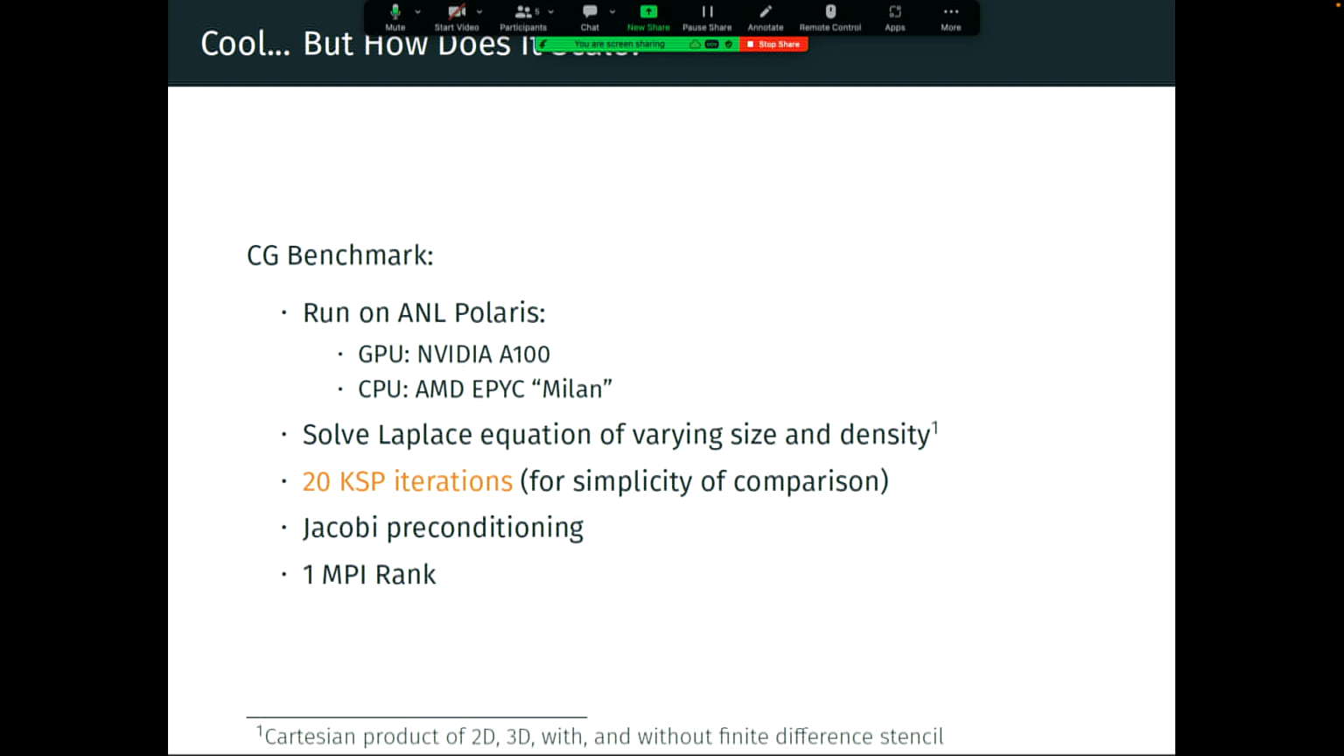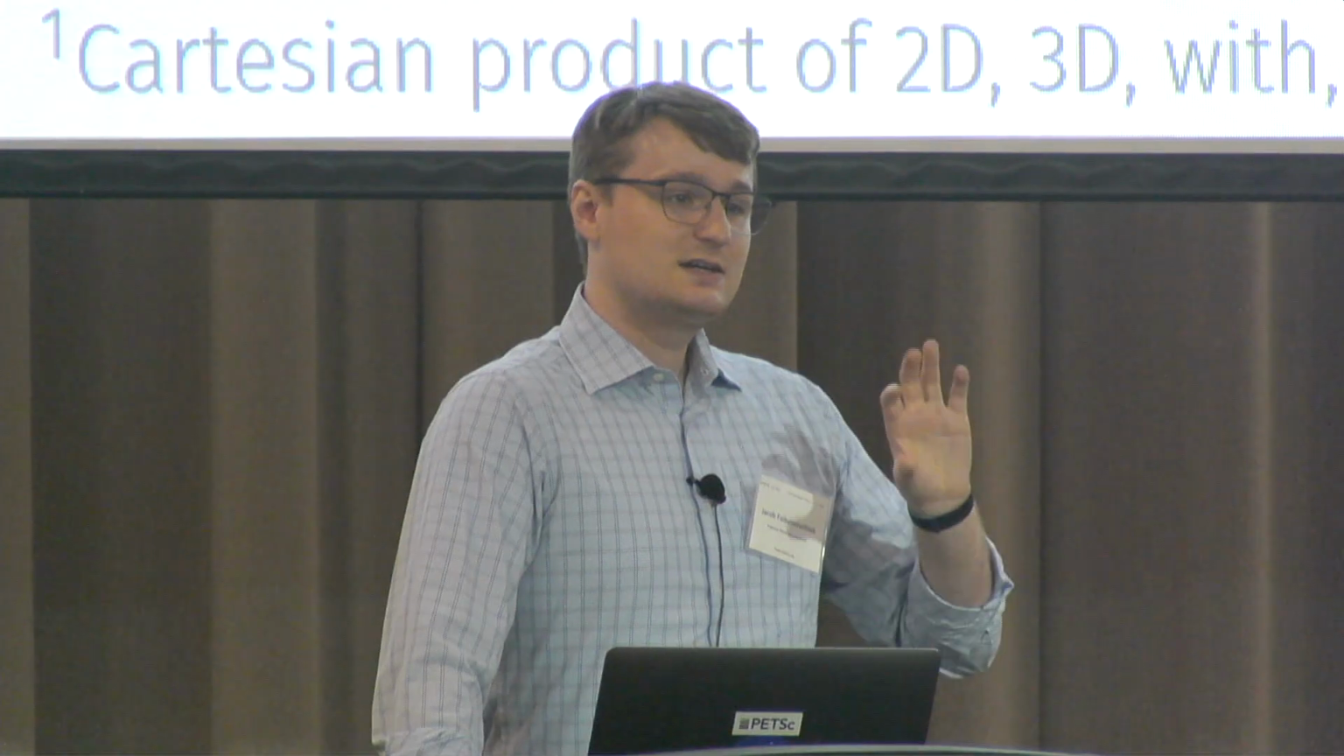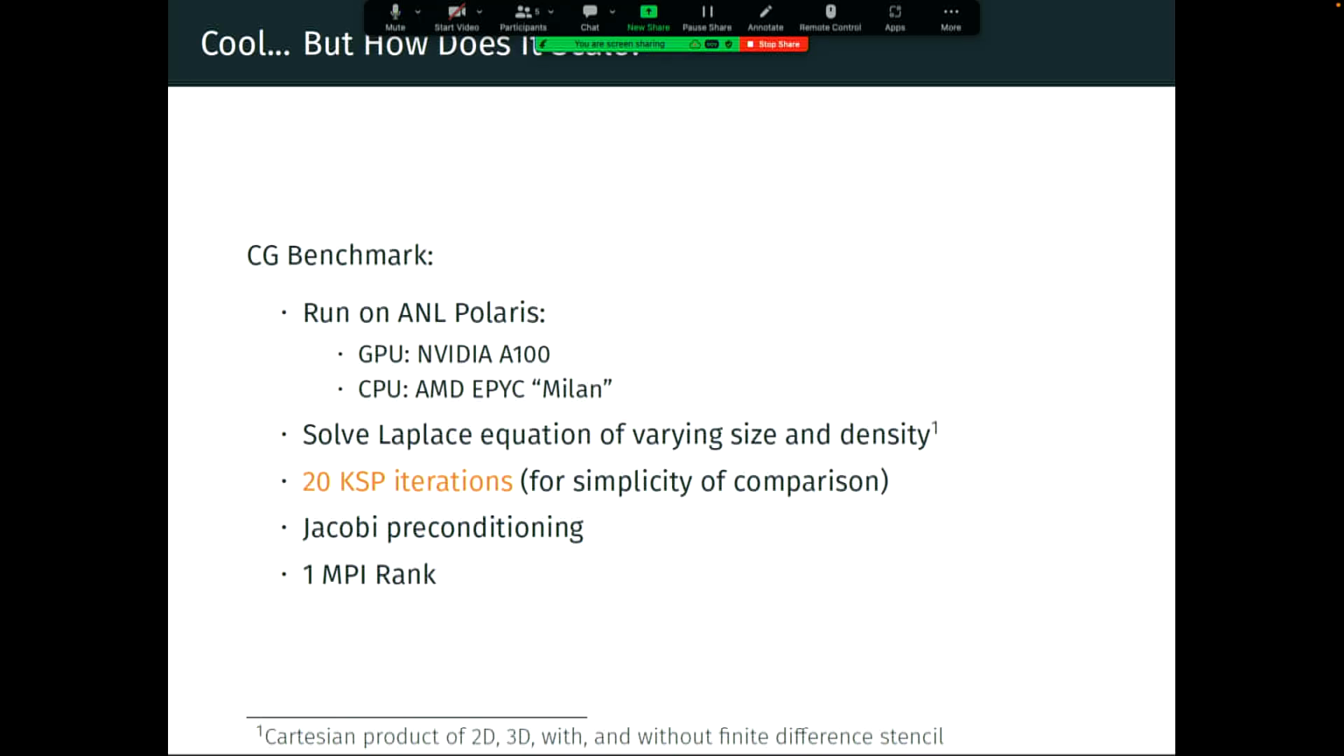I also only did 20 KSP iterations. This is for simplicity of comparison. And then, preconditioning was just Jacobi preconditioning, because it's just a diagonal scale. Ultimately, it was chosen because I had to change less code. And also important is that it's on one MPI rank. Multiple MPI ranks is a little tricky, and I'd be happy to talk about it after.